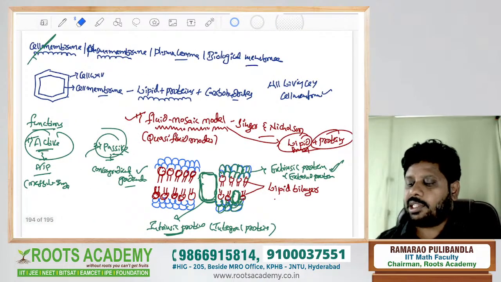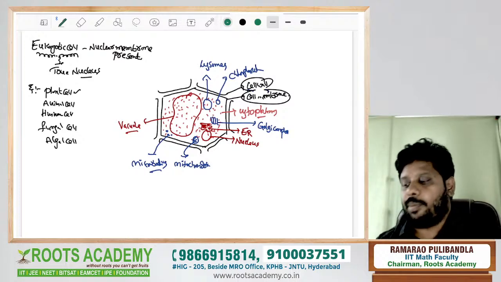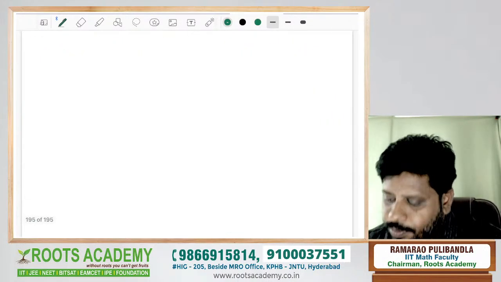So what is this, Nana? This is the cell wall. See, in the structure of the cell, below the cell wall is the cell membrane. Next to the cell membrane is the cytoplasm.